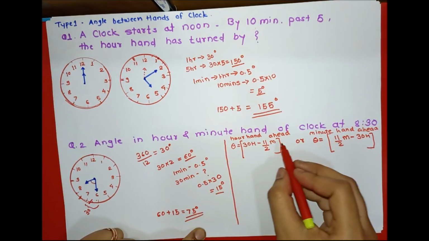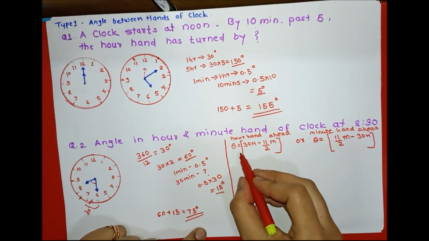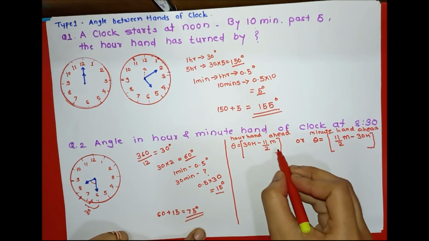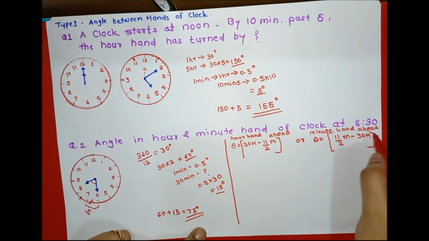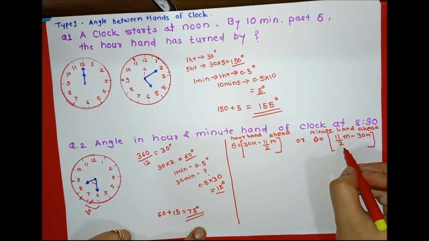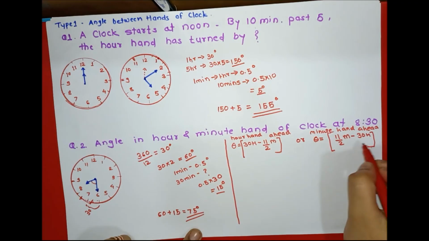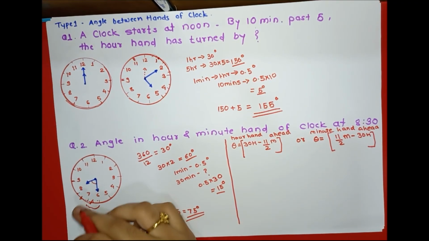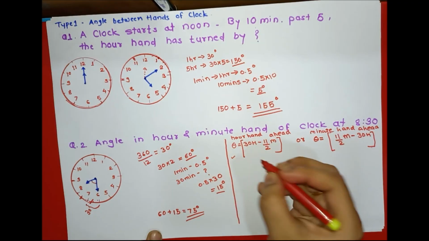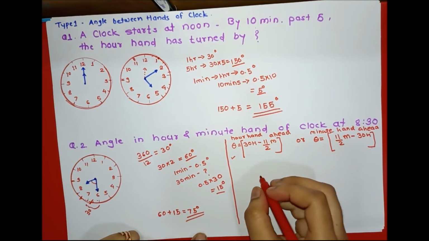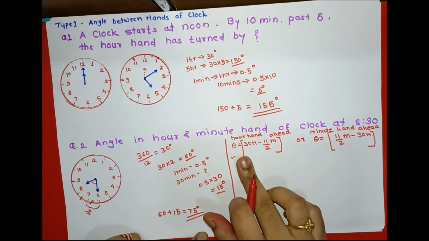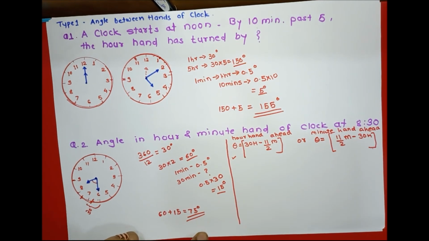So when your hour hand is ahead of the minute hand, the formula is theta is equal to 30h minus 11 by 2m. And when your minute hand is ahead, the formula is theta is equal to 11 by 2m minus 30h. So in this case, the hour hand is ahead, so we will be using this first formula. Please note down this formula. It will be very helpful in further questions too.